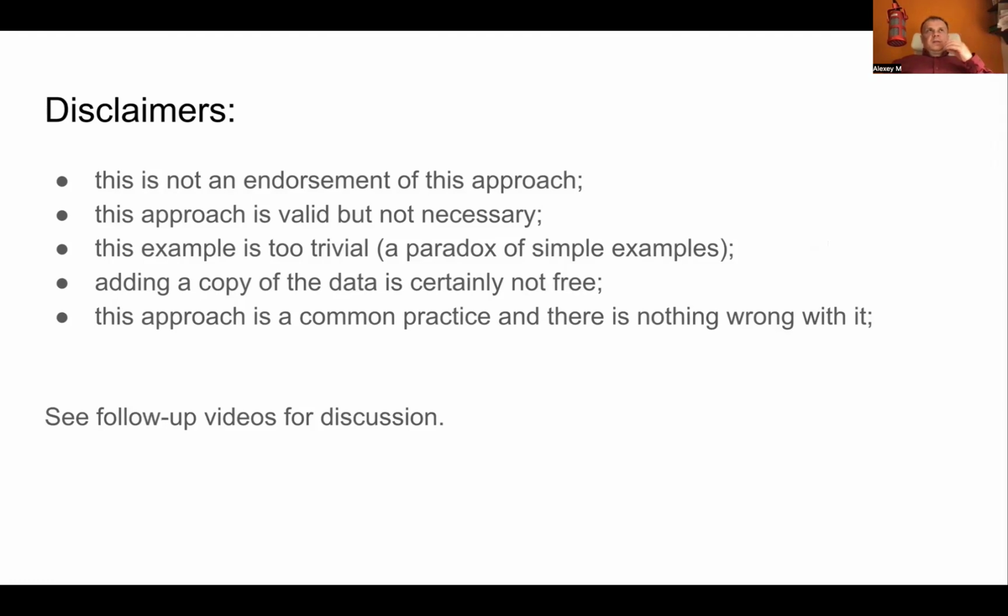Also, this example is pretty trivial, and it's possible that this is not the best example of how to show this performance improvement. But we are not talking about performance improvement. We want to show what happens with the normalization and denormalization stuff, right? Of course, adding the copy of data is not free, and we're going to talk about how it's not free. What cost are you going to pay if you want to go that way?